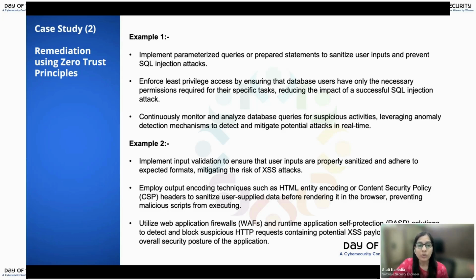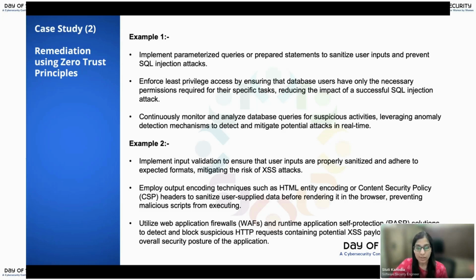Now coming quickly to the second example, cross-site scripting. We know how to remediate this attack. We can implement input validation, ensure proper sanitization is there, and output encoding is there too. We can have multiple output encoding techniques like HTML entity encoding. We can use CSP headers too, and sanitize the user data to implement input validation.